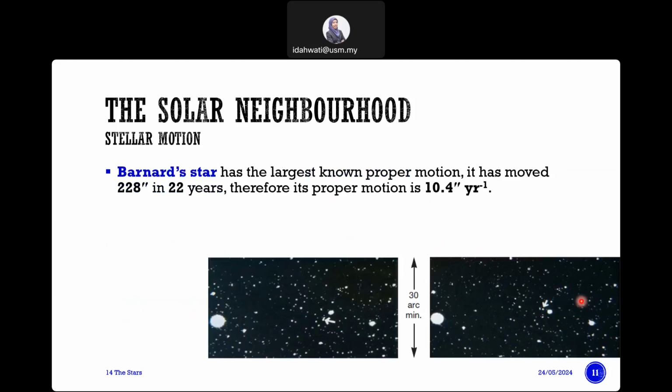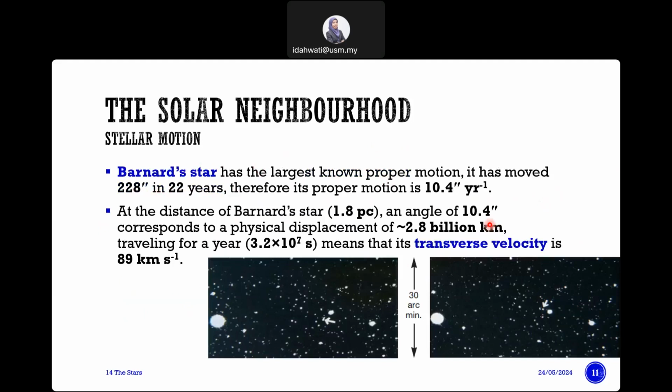This is Barnard's Star. Barnard's Star has the largest known proper motion. It has moved 228 arcseconds in 22 years. At the distance of Barnard's Star, an angle of 10.4 arcseconds corresponds to a physical displacement traveling for a year. That means its transverse velocity is 89 kilometers per second.